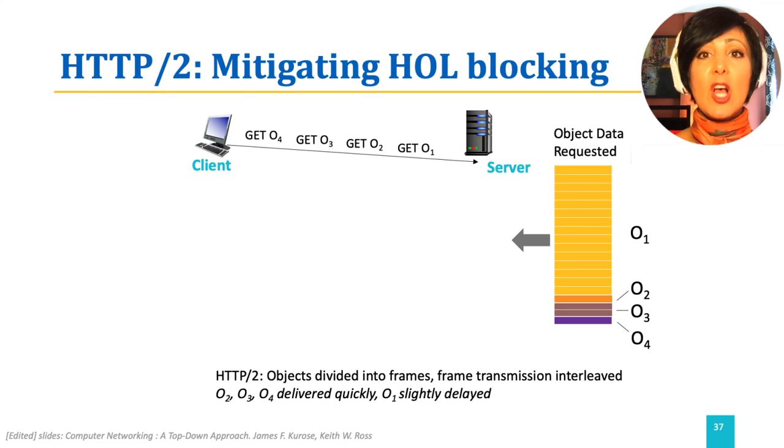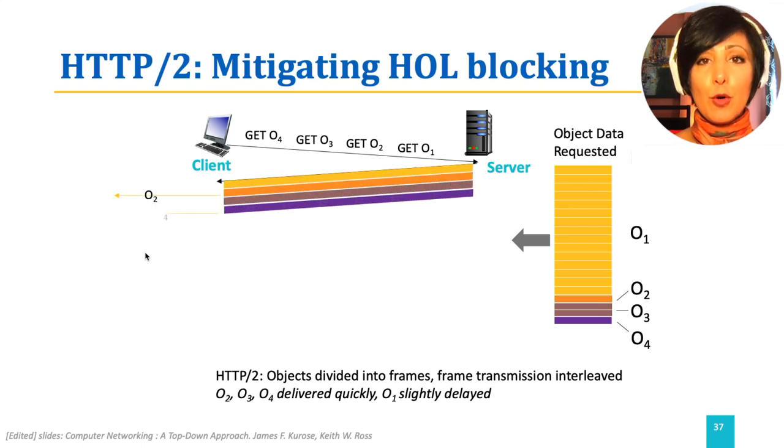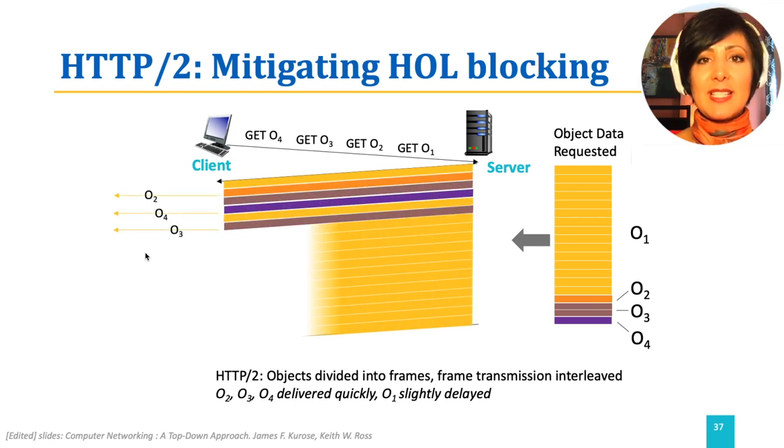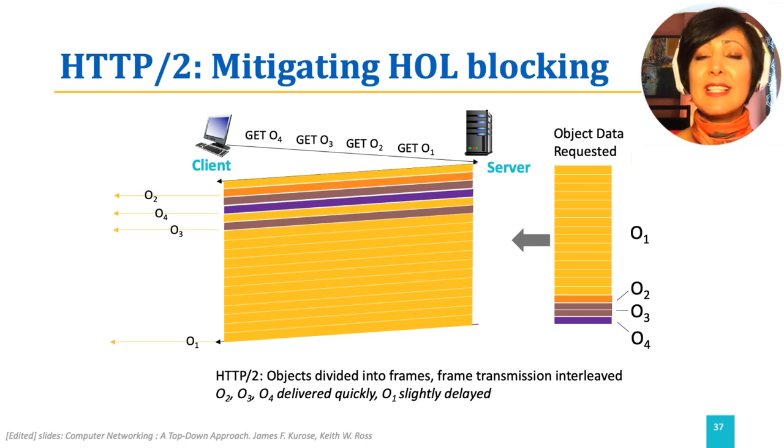HTTP 2 solves this problem by dividing objects into frames and interleaving transmission of those frames. This causes O2, O3, and O4, which are smaller objects, and therefore will have a smaller number of frames, to be delivered quickly. O1, with a larger number of frames, will only slightly be delayed due to those frames interleaving in the beginning.